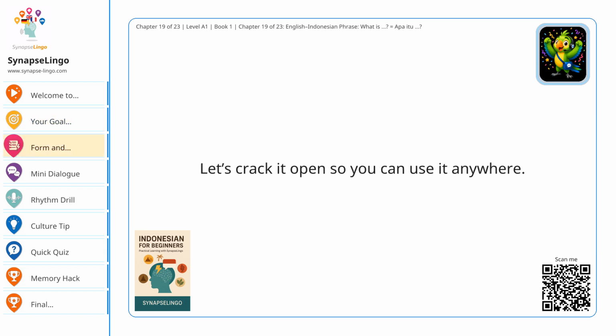Form and meaning. Let's crack it open so you can use it anywhere. "Apa" means "what." Fun fact: "apa" reads the same backward, palindrome power. "Itu" means "that." Together, "Apa itu?" literally, "what is that," when asking for a definition. Not for people; for "who is," use "Siapa itu?" Close cousin: "Apa ini?" equals "what is this," when the thing is right in your hand.